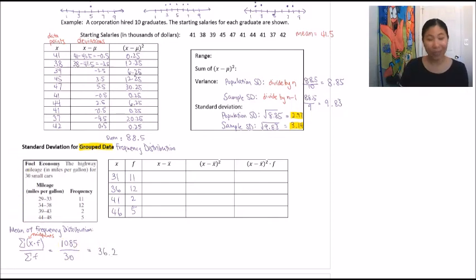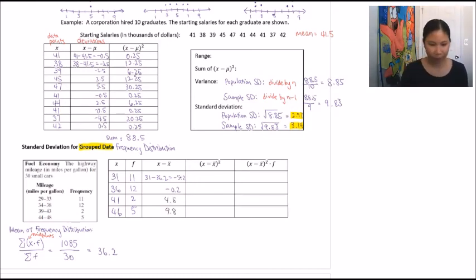So now that I have the mean, I can start calculating my deviations for each of these numbers. So for my deviations, I'm taking my midpoint and subtracting the mean from it. So for the first midpoint of 31, I'm going to subtract my mean of 36.2 to get negative 5.2. And then my next one, I would take the 36, subtract the 36.2 to get negative 0.2. And continuing on, I end up with 4.8 and 9.8.